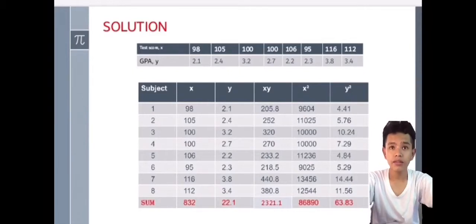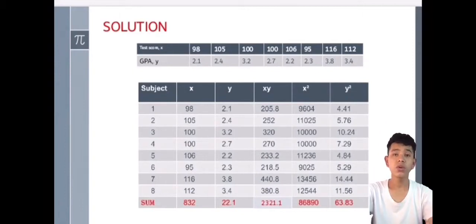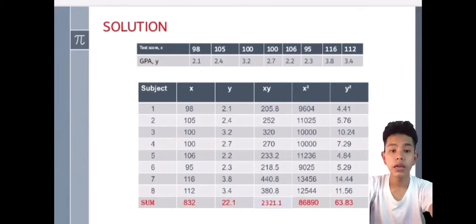So, the sum of x, y is 2,321.1. You can check using your calculator para mas maintindihan nyo pa or mas malaman nyo na tama. Okay, next is the x squared. So, ang ibig sabihin nito is we need to multiply the value of x by itself.